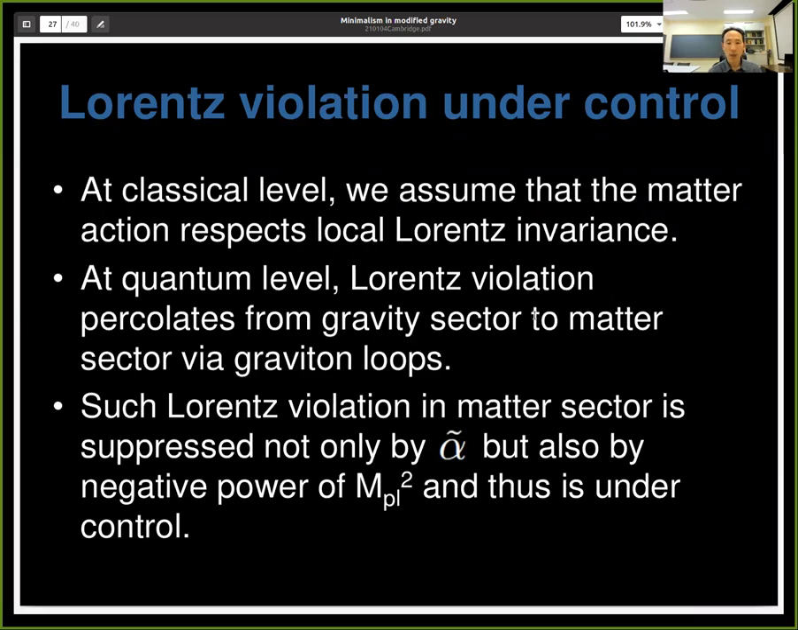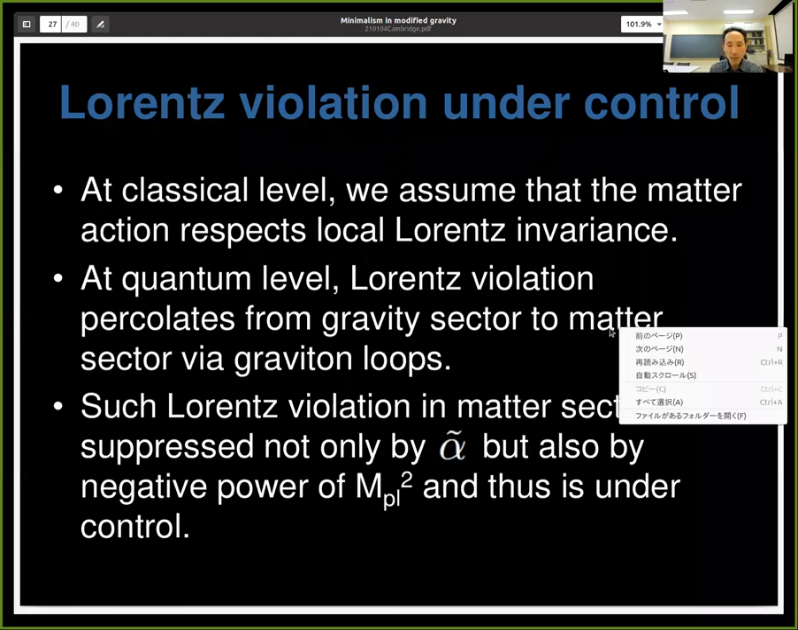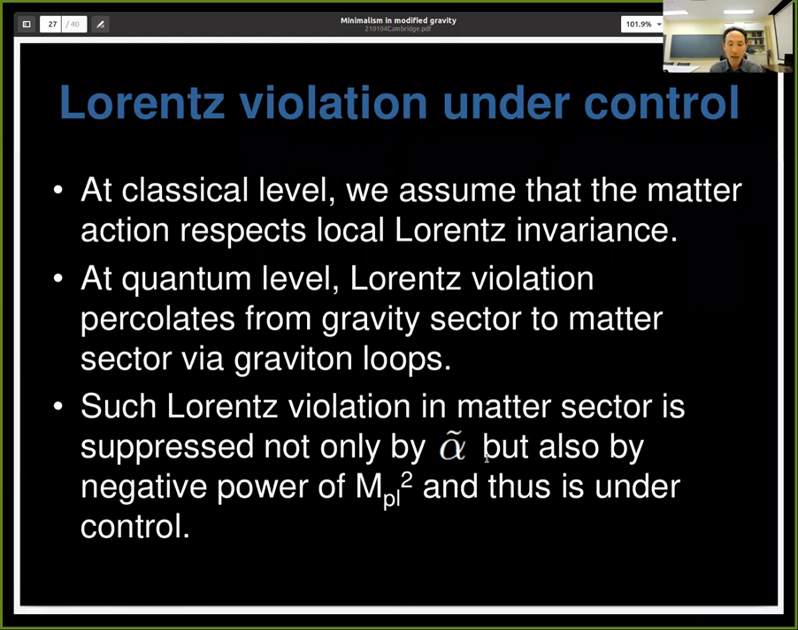And this theory breaks 4D diffeomorphism, but we assume that the matter action respects the local Lorentz invariance at the classical level. And at the quantum level, Lorentz violation percolates from the gravity sector to the matter sector by graviton loops. But of course, the Lorentz violation in the matter sector is suppressed not only by alpha tilde, but also by negative power of M Planck squared, and therefore is under control. I mean, the Lorentz violation is induced by graviton loops, so suppressed by M Planck squared.